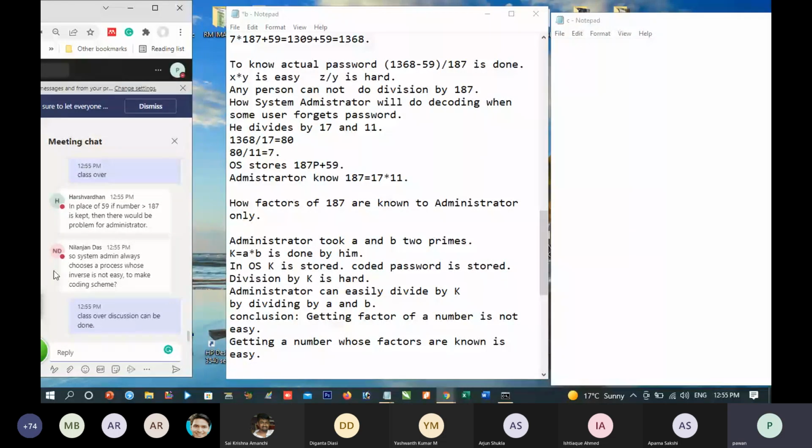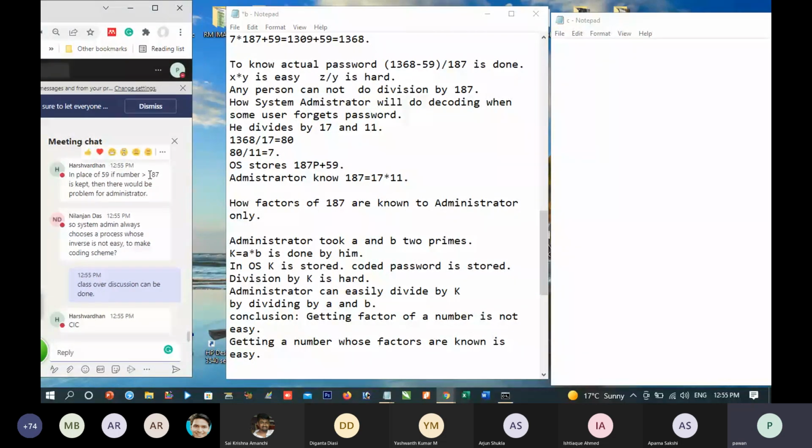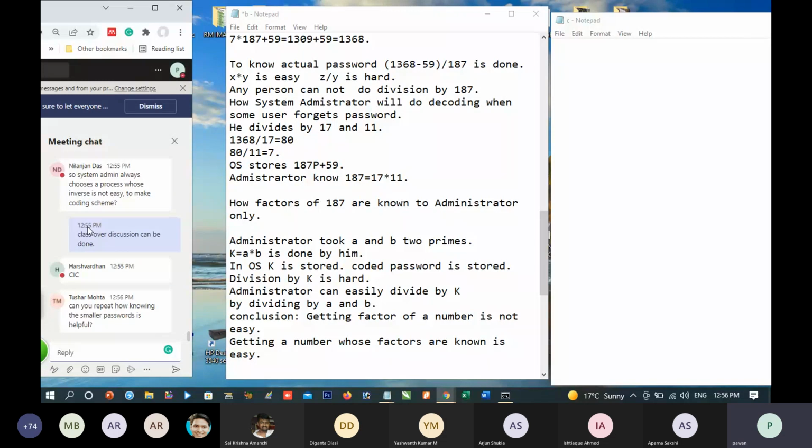That is correct. We will deliberately put a number; the addition part will be from 0 to 187. Harshvardhan, the addition part will be from 0 to 187. That is correct. The system administrator chooses a process. You see, if he tries to choose a process whose decoding is very hard, then it will be very hard for him also. So whatever Niranjan is saying is wrong.